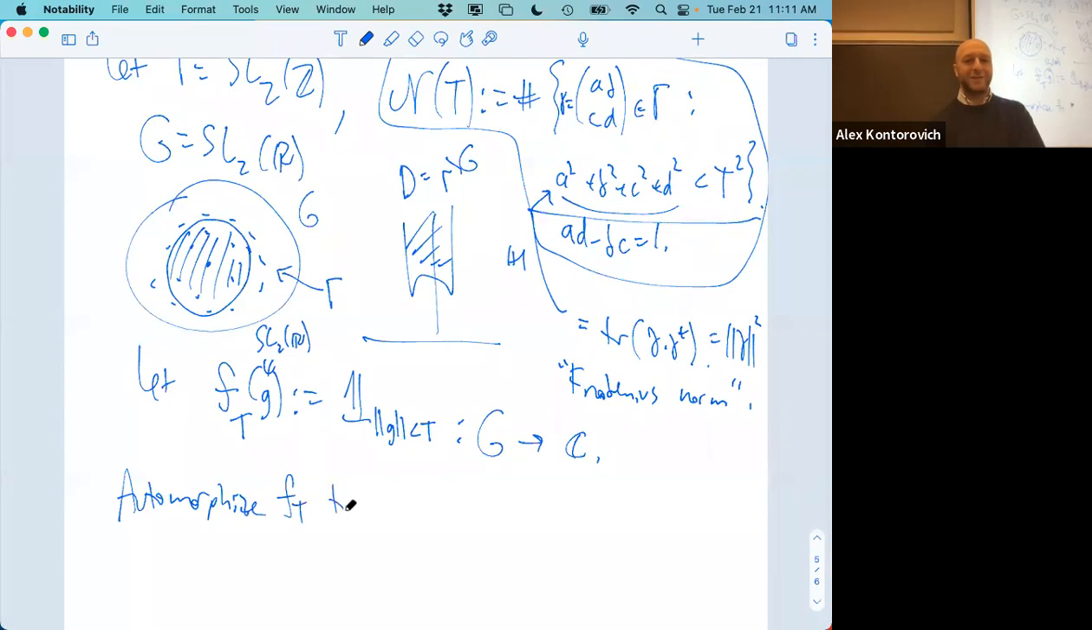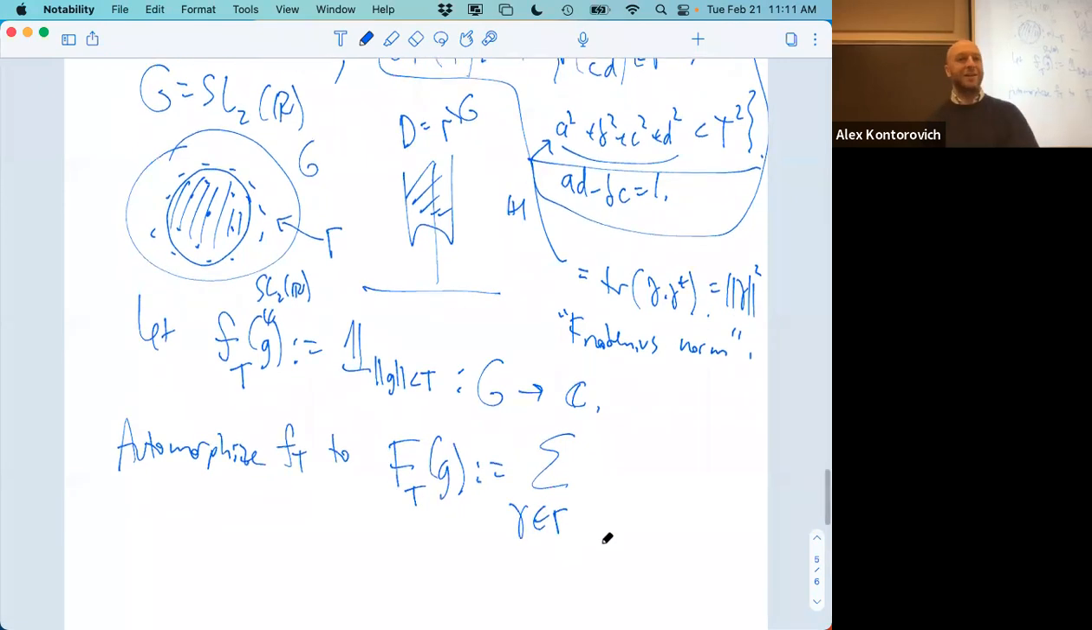little f to big F_t of G, which will be the sum over gamma in Gamma, this SL2Z subgroup, of f_t of gamma G. So you see how this is like a right regular representation. The G is acting on the right here. So in other words, I'm taking this ball, I keep moving this ball centered at other points, and I add those things up.